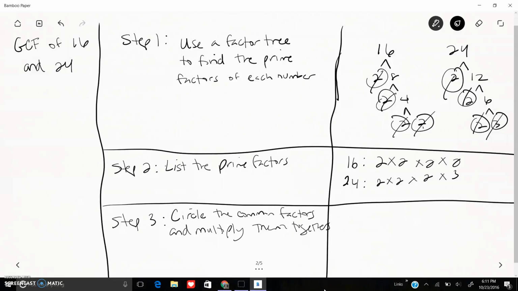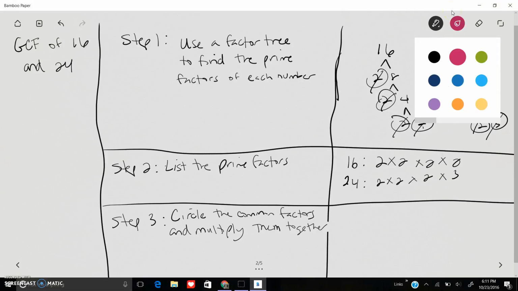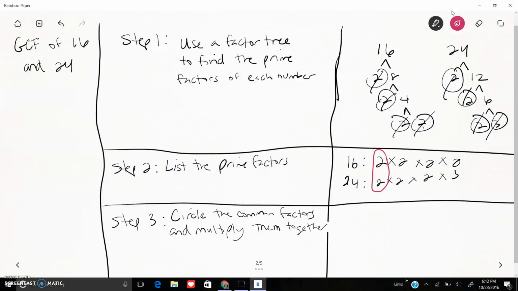Sometimes you won't have very many. So here are my common factors. I have a pair of twos, a pair of twos, a pair of twos, and then I have a 2 and a 3, which have no pairs. So I have 2 times 2 times 2, which is 8. So my GCF of 16 and 24 is 8.